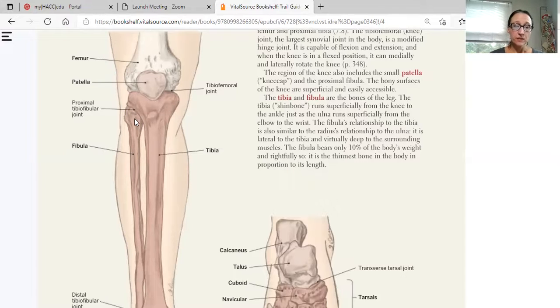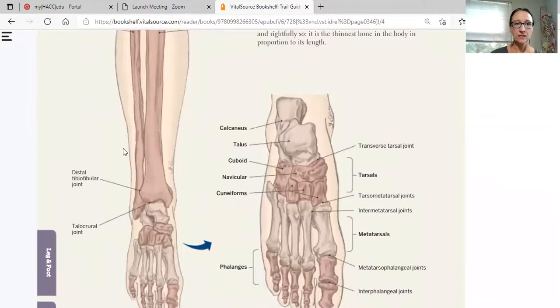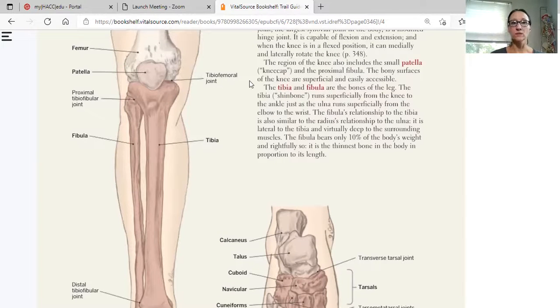The tibia and fibula do articulate at a place called the proximal tibiofibular joint and the distal tibiofibular joint. So they do connect together at the proximal and distal ends. But again, only the tibia articulates with the femur at the tibiofemoral joint. And then of course the patella covers the knee joint, and later on in this chapter we'll talk more specifically about the knee joint itself, the structures contained therein, and disorders associated with injuries to those structures.